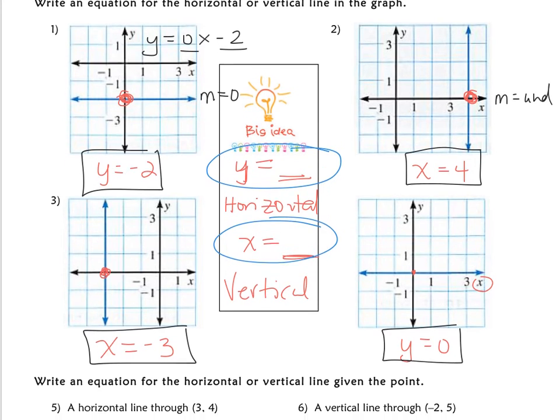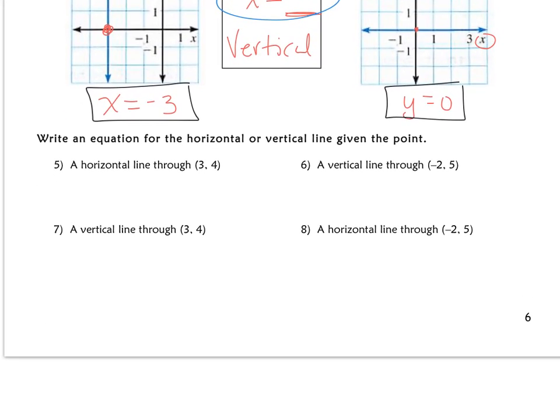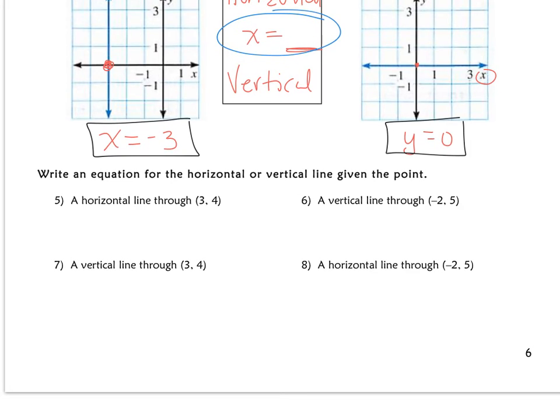Moving on to the second part: if we do not have a graph, in order to write the equation for a horizontal or vertical line, keep in mind that a horizontal line is of the form y equals, so I am going to use the y value. Therefore, it's y equals 4. In number 6, a vertical line is of the form x equals, so I'm going to use the x value and simply say x equals -2.